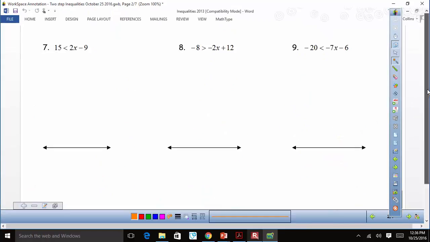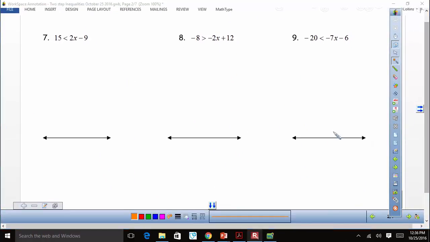All right, let's look at these last 3. So what do you notice about the x in all of these?